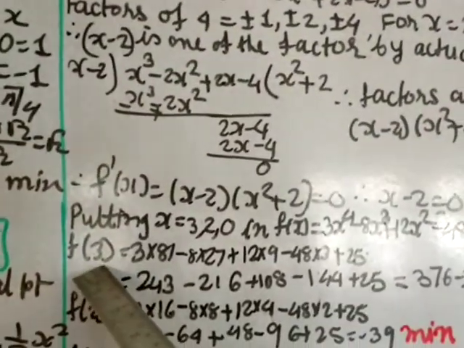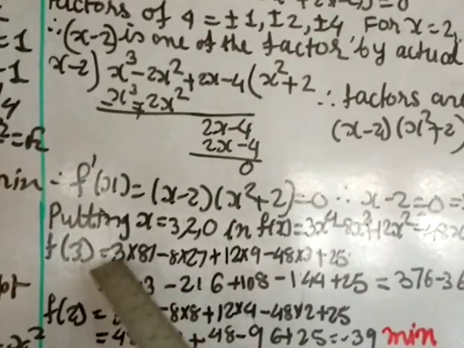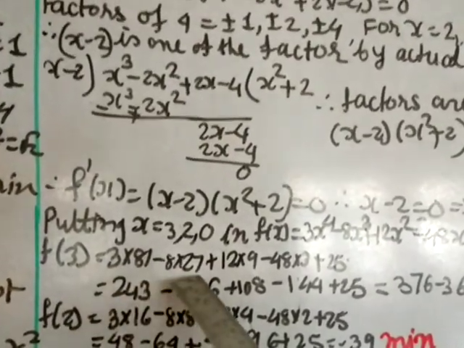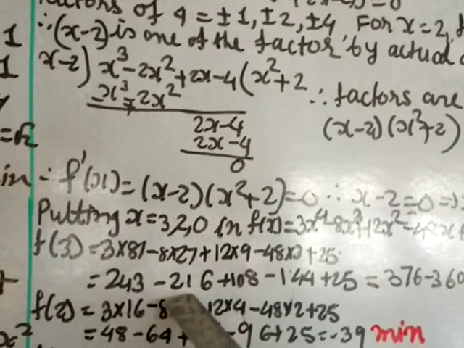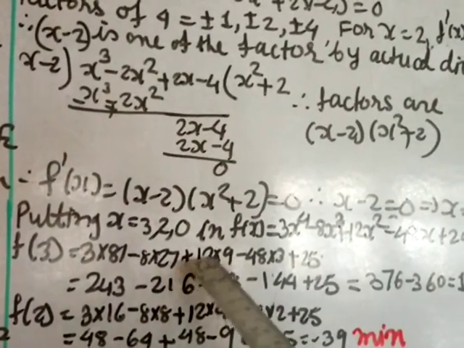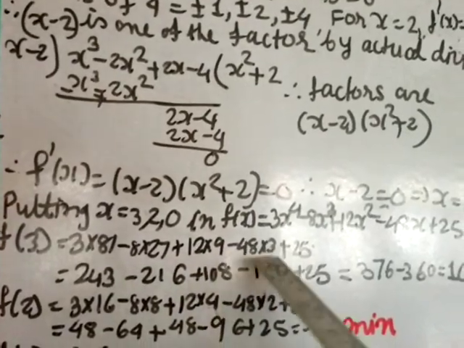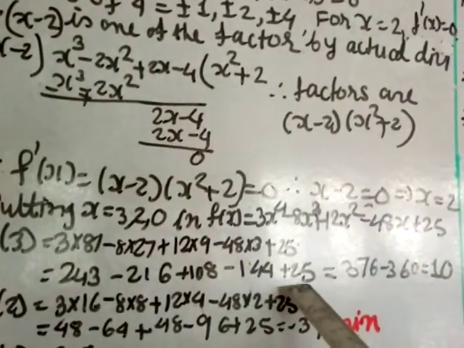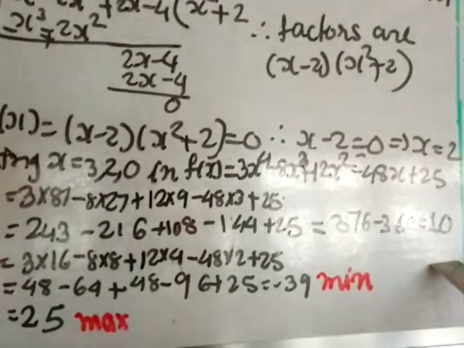So first I am putting 3. So 3 power 4 is 81, into 3 that is 243. 3 cube is 27, into 8 is 216. Then 3 square is 9, 9 into 12 is 108. 48 into 3 is 144, plus 25. You simplify, you get the answer 10.